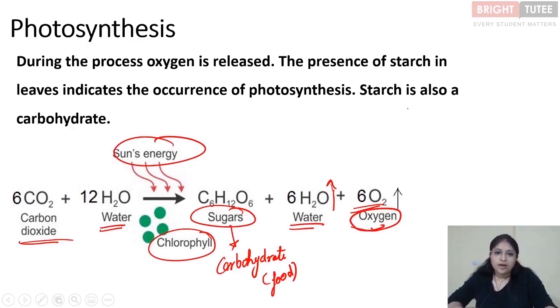this process, right? Now understand, the carbohydrate which is produced during this process is starch, and the presence of starch in the leaf indicates that that particular leaf is involved in photosynthesis, right?